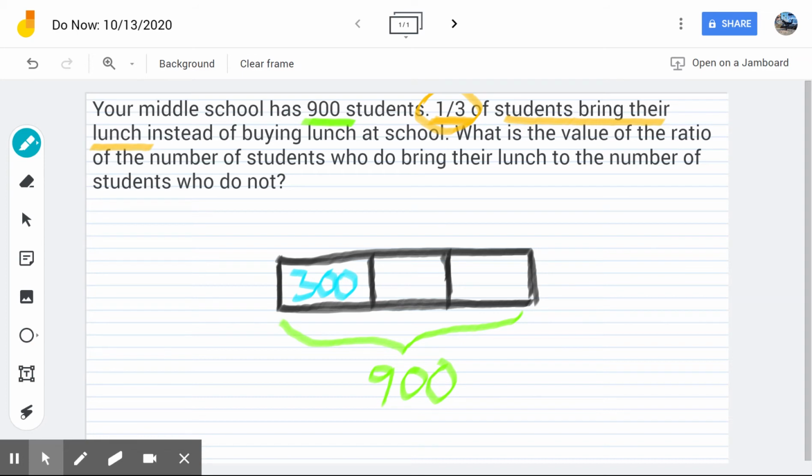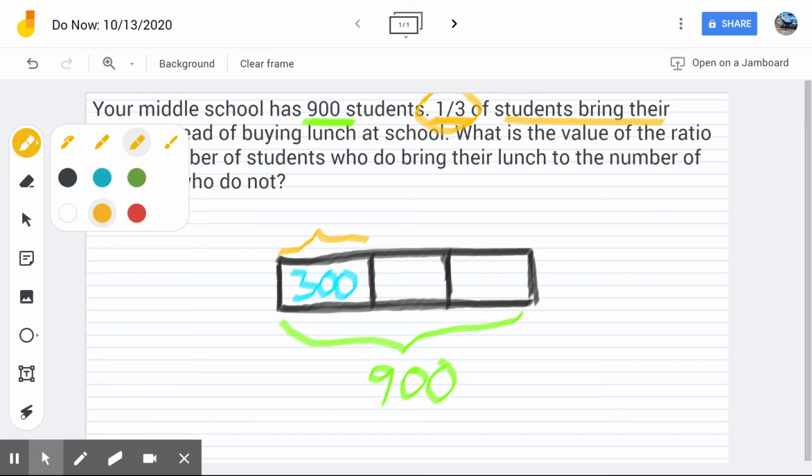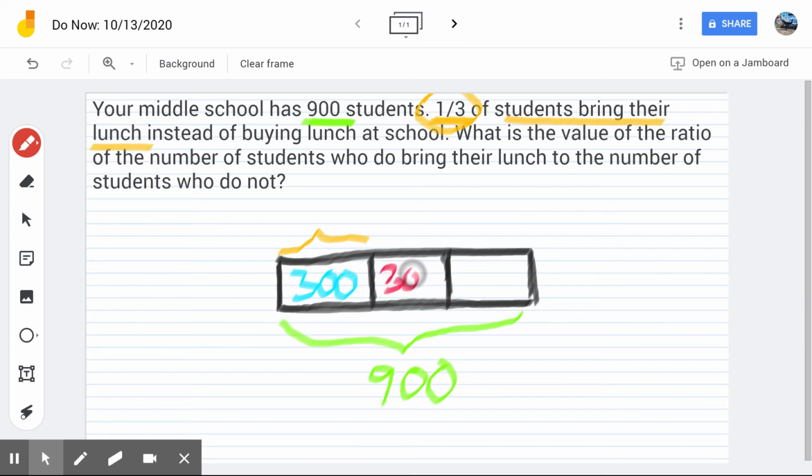I know that one third, which is represented right here, this is one third of them bring their lunch. So that means that the other two thirds don't. So how many students would I say are not bringing their lunch? Well, that would be 300 and another 300. If I can add 3 plus 3, then I can add 300 plus 300. This would be 600 students who are not bringing their lunch and 300 students who are.